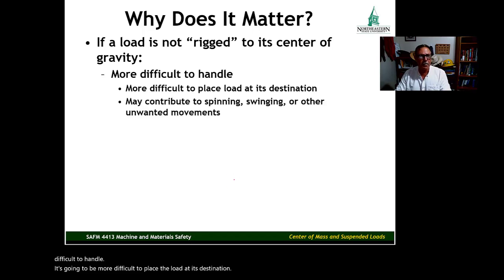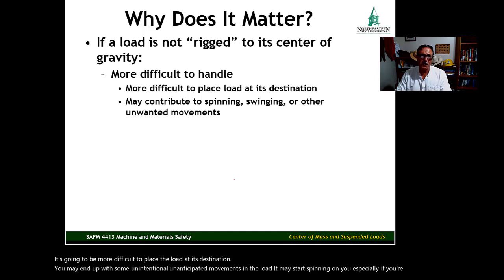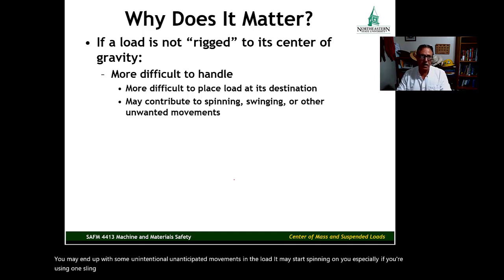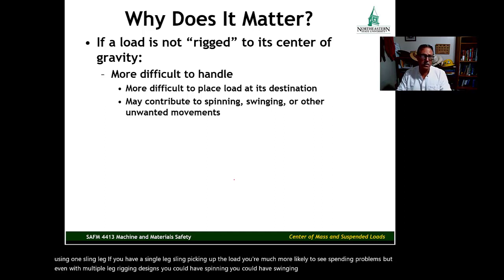You may end up with some unintentional, unanticipated movements in the load. It may start spinning on you, especially if you're using one sling leg. If you have a single leg sling picking up the load, you're much more likely to see spinning problems. But even with multiple leg rigging designs, you could have spinning, you could have swinging, or other unwanted movements. And those unwanted movements are referred to as dynamic loading.